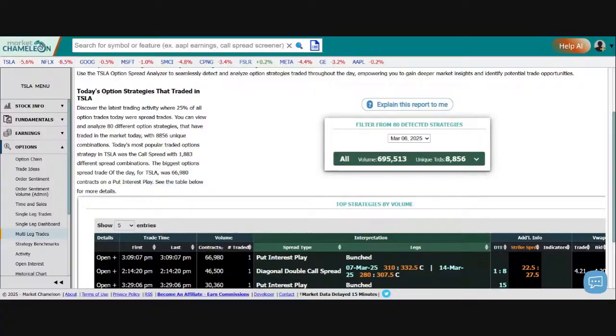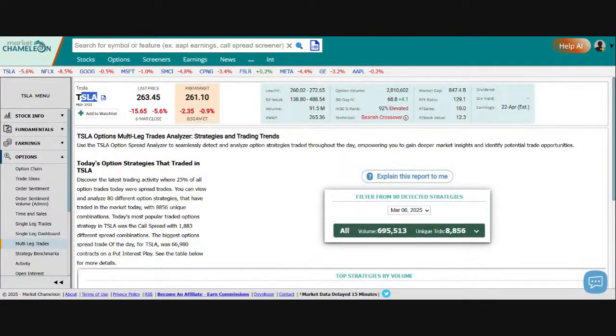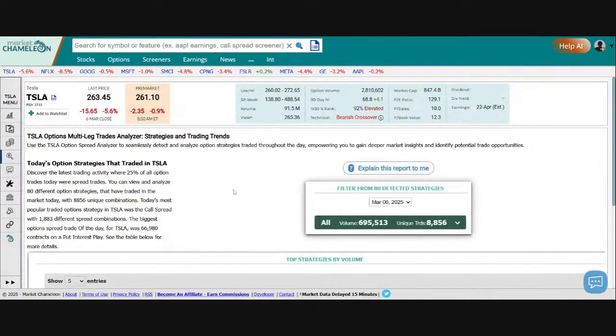You're seeing it. Okay, so now we're on this Tesla screen, and we're on the multi-leg trades. Now, Rob's going to ask how you got there. So I clicked on that hyperlink, the 23%. All right, got you.